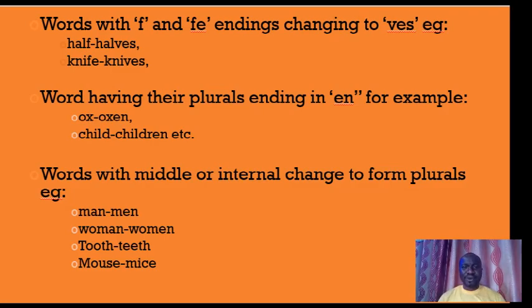Words having their plural ending in en. For example, we have ox, we have oxen. We have child, we have children. We also have words with a middle or internal change to form plural. For example, we have man. Internally, the vowels were changed to make plural. So we have man, we have men. We have woman, we have women. We have tooth, we have teeth. We have mouse, then we have mice.